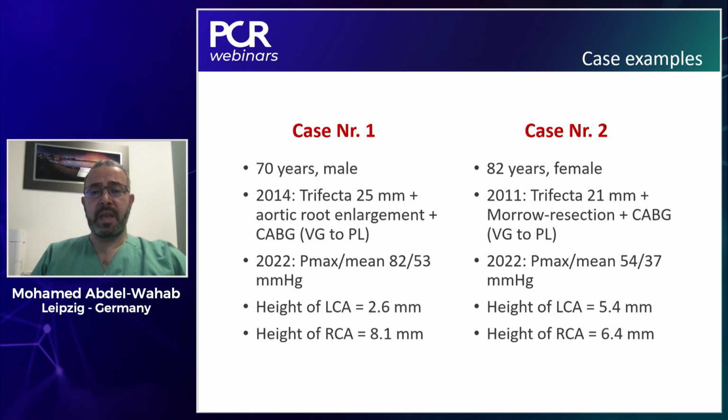So let's take this and show two case examples that are clinically very similar, but when it comes to these measurements, they are more or less very different. Case number 1, as you can see here, is a 70-year-old male, a Trifecta valve, 25 millimeter, plus a bypass to the marginal branch, and he presented with stenosis. And you can see here that the height of the left and the right are both very low. Case number 2 is a female, 82 years, also a Trifecta valve, but a little bit smaller, 21 millimeter, has, by the way, the same graft to the posterolateral branch, has also a stenosis, and has also very low-lying coronary ostium.